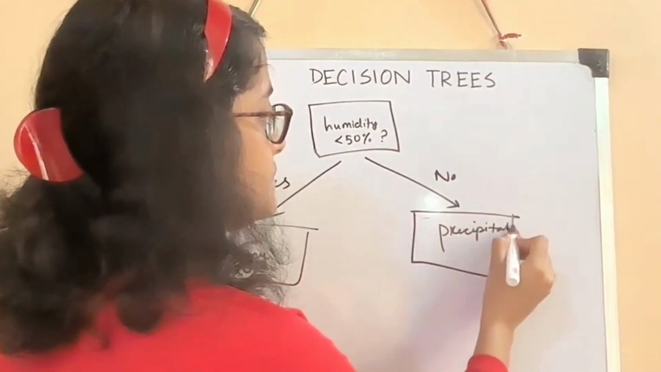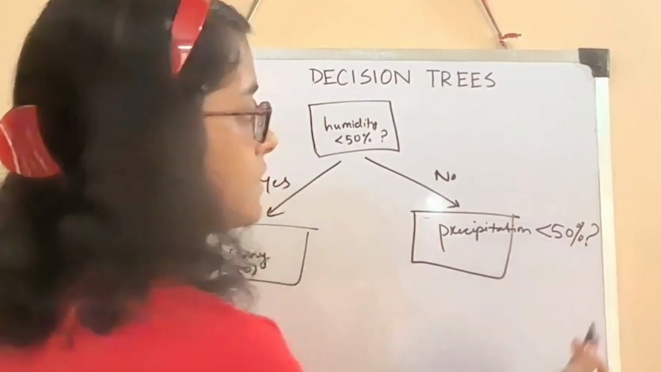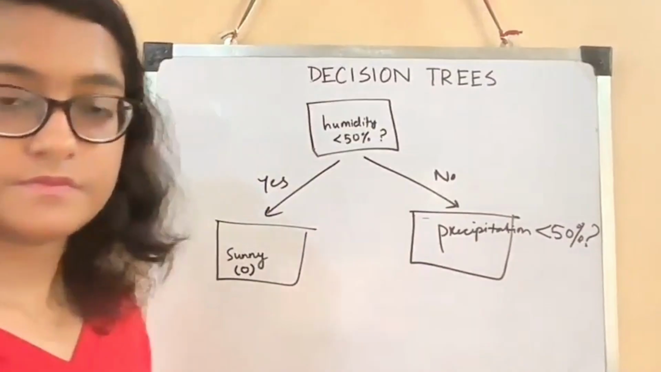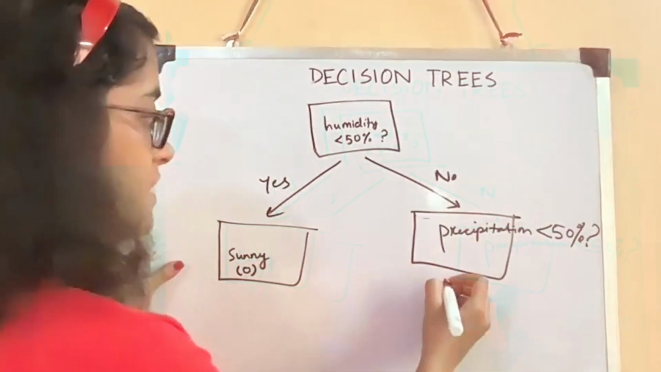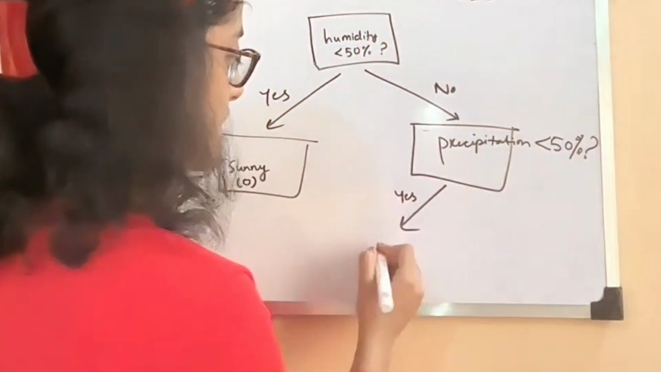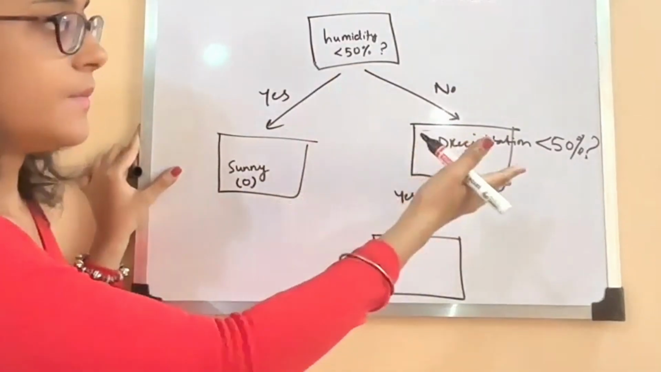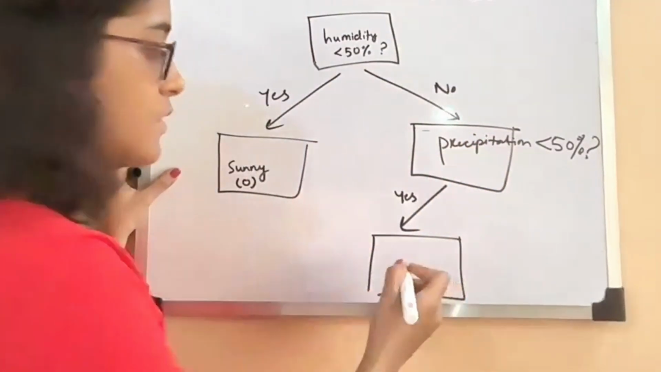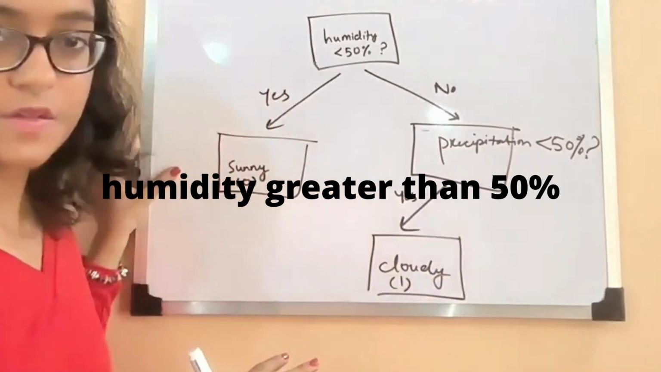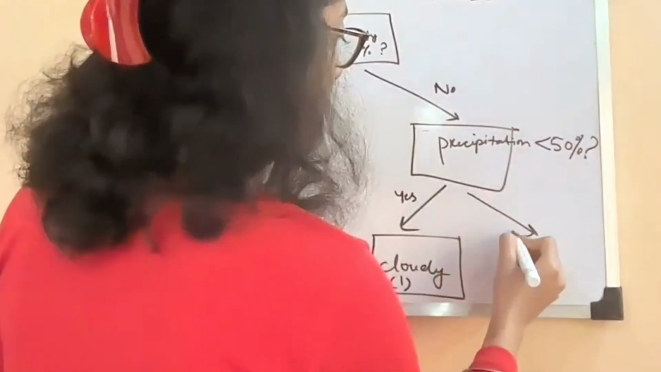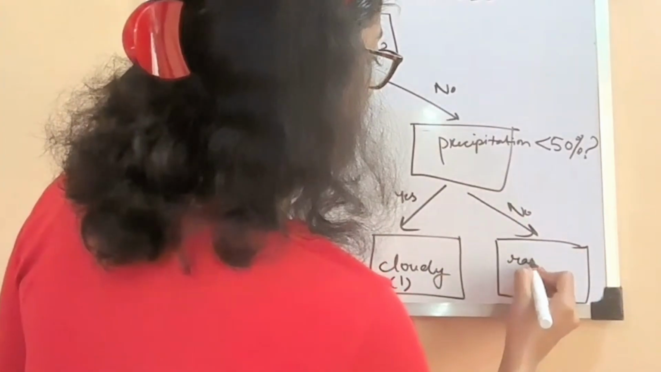Precipitation. Is it less than 50%? The handwriting is going a bit bad, but you can understand this: precipitation less than 50%. Let's say yes. Then what do we have here? Humidity less than 50%, precipitation also less than 50%, so it means cloudy. Let's say this class is 1. We are denoting the class as 1. And now let's say no, which means it's going to be rainy.